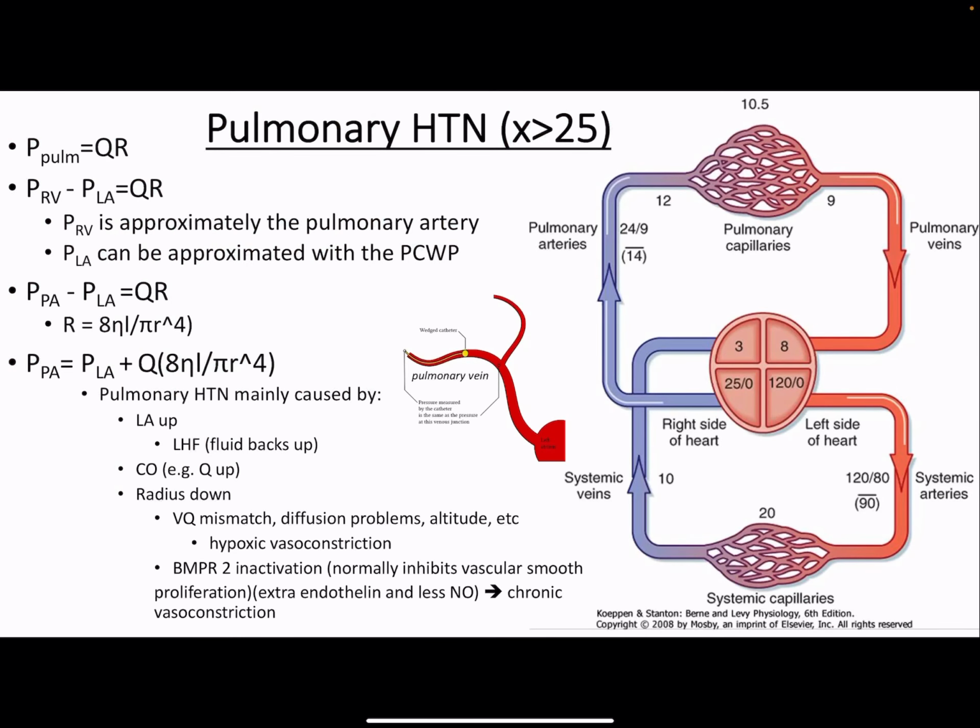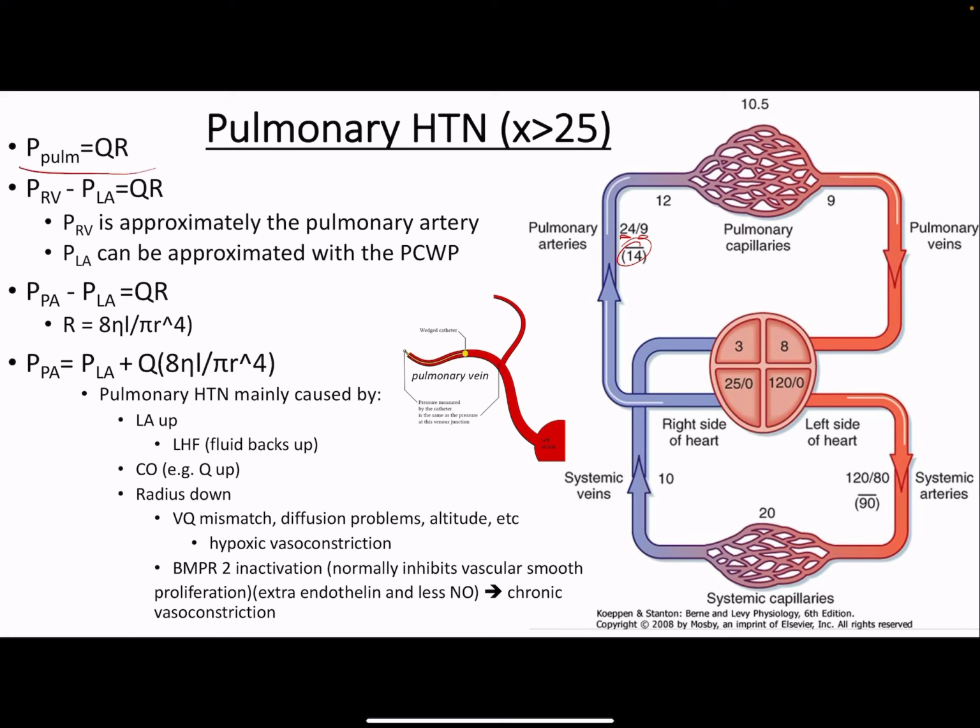So pulmonary hypertension can be defined as any sort of mean pulmonary arterial pressure greater than 25. So it's normally 14, systolic 24, 9 is diastole, leaning towards the diastolic side because that's about 2/3 of the entire contraction cycle.